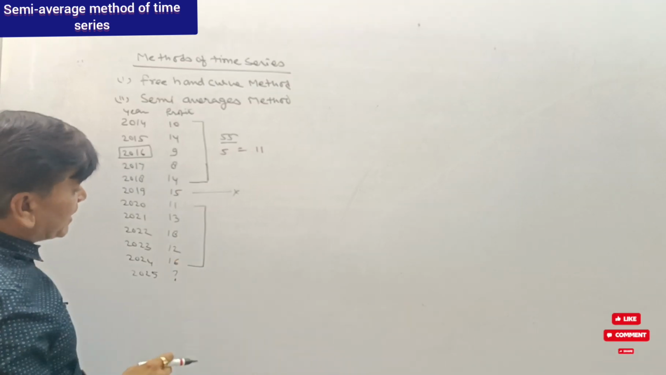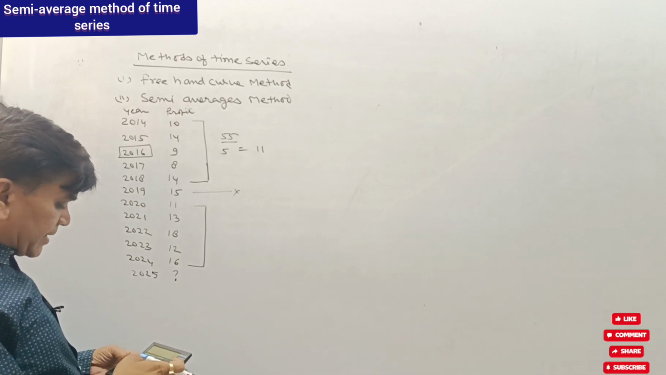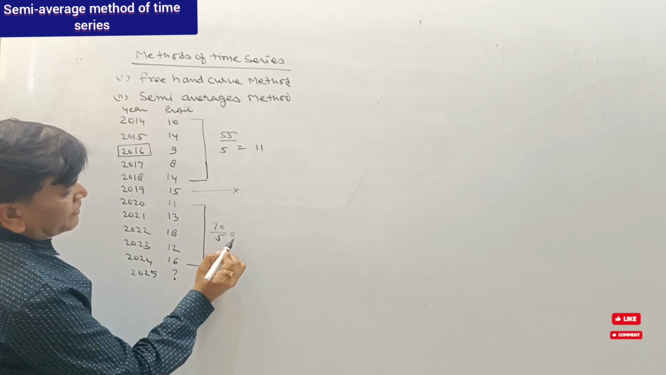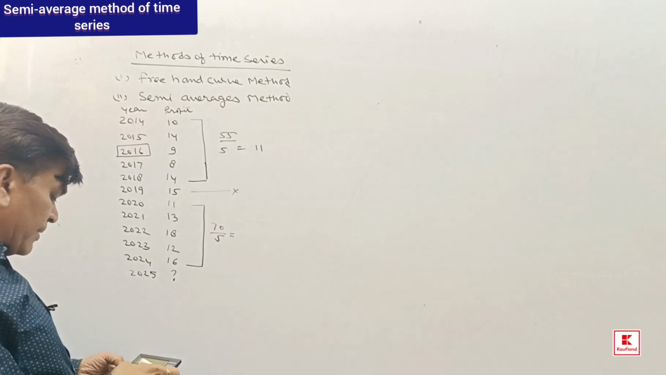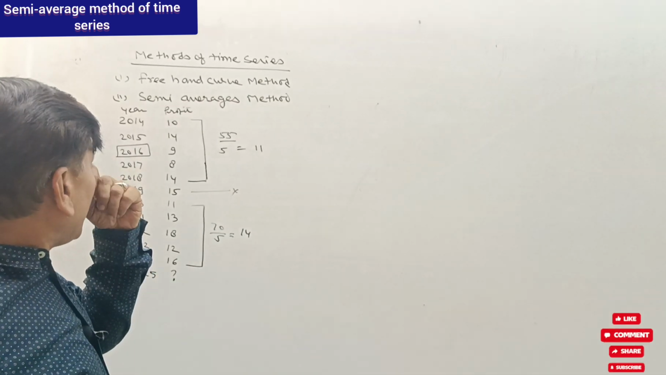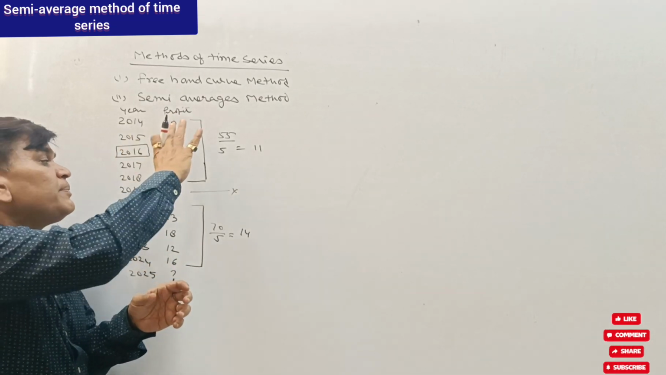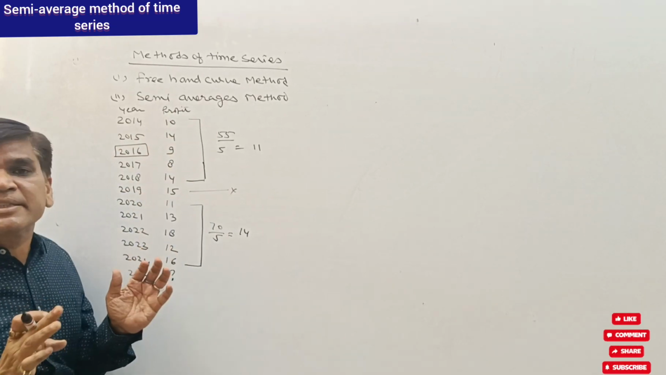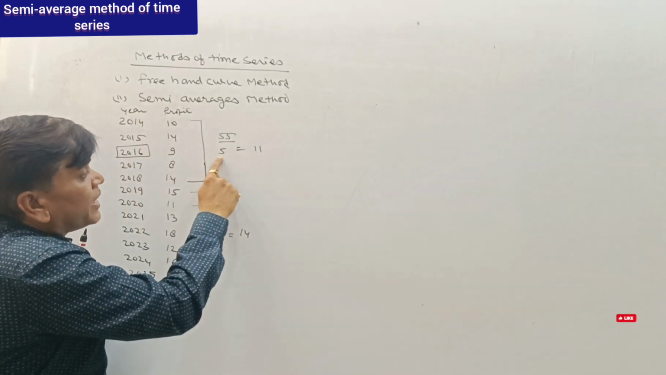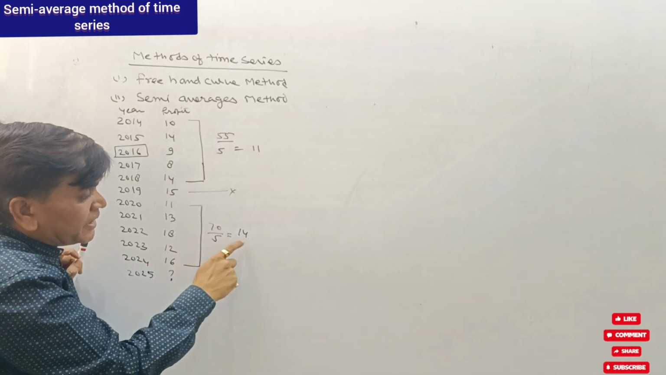Next, 11 plus 13 plus 18 plus 12 plus 16, so the total is 70. So 70 divided by 5, the average will be 14. So we have taken the average of each half. We divided into the first 5 and the next 5. For the first 5 we got the total and the average is 11, and for the last 5 the total is 70, and we get the arithmetic mean, that is 14.